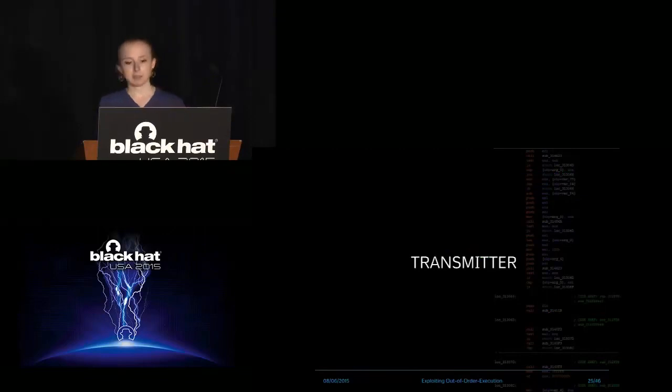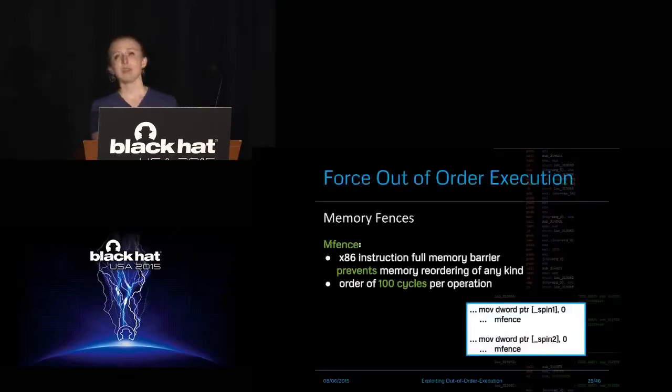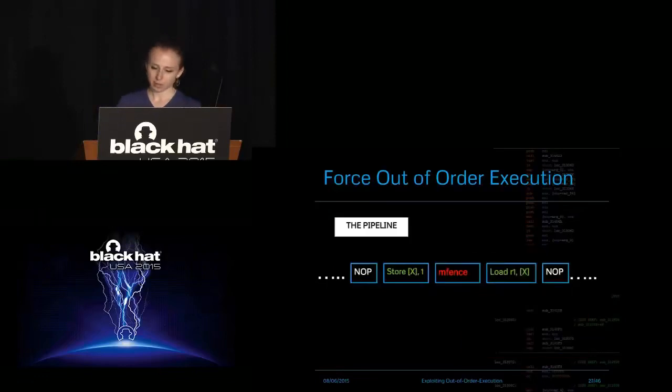Now, this doesn't really mean anything unless we can affect the way the out-of-order execution averages occur, right? So if we can't affect it and we don't know how that changes, then there's no reason to do any of this. But we know we can actually affect processor reordering and optimization by using memory fences. And everyone here is probably pretty familiar with the x86 instruction mfence, but that's what we use. Even though it's a pretty expensive operation, 100 cycles per operation, it does what we want, and it basically tells the processor or the pipeline to keep the stores in front of the loads.